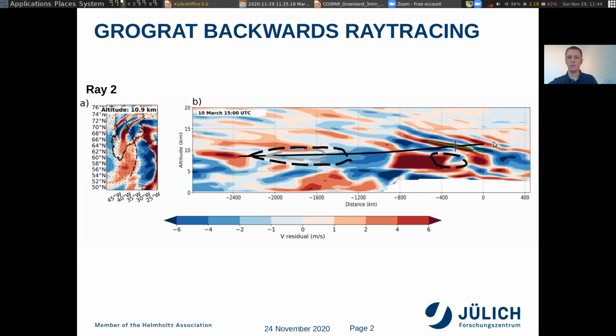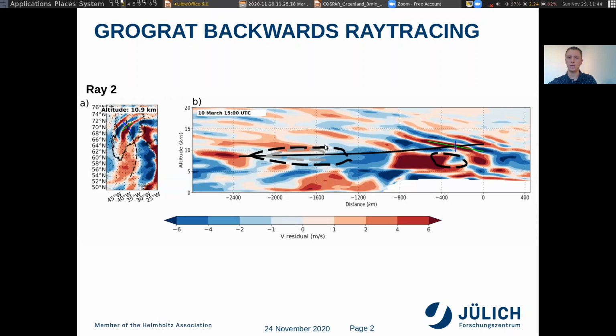As you can see, the background is indicating very nice gravity waves, which is the ERA5 meridional residual wind component. The blue line is indicating the vertical wavelength, and the green line is indicating the GROGRAT calculated phase lines, which corresponds nicely to the ERA5 data, suggesting we can trust the ray trace.